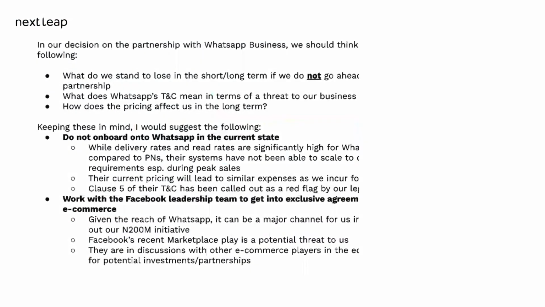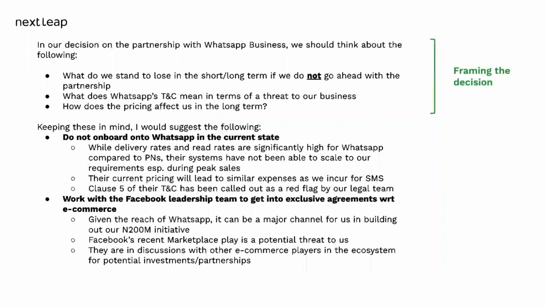So this is what I had written to the leadership. That's the first part, the framing. Second part, recommendation. The recommendation is do not onboard onto WhatsApp in the current state. And what are the three sub-bullets here? Supporting arguments. So that's the way to think about it. You go with the framing, then the recommendation, and then the supporting argument.